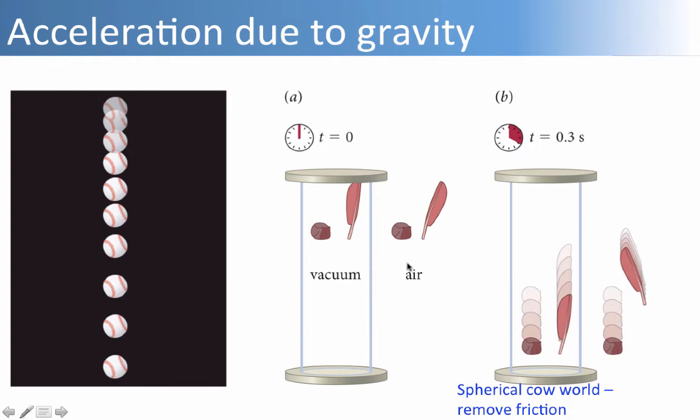Here we're given an initial picture in A and a final picture in B, and we're seeing that in vacuum, two objects, a feather and a stone, fall at the same rate and both reach the bottom at the same time. And in air, the feather clearly experiences air resistance and drag, and therefore falls more slowly than the rock does.